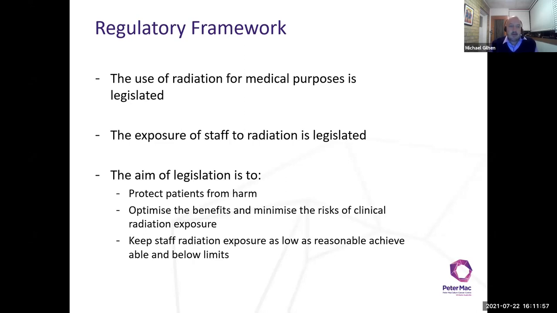At the same time, however, we do know that it is not without risk. And to us as workers, we need to minimize our exposure to radiation as low as is achievable, and certainly to below any regulatory limits.